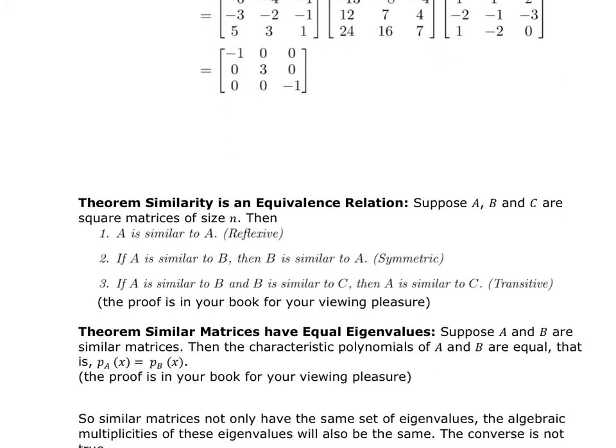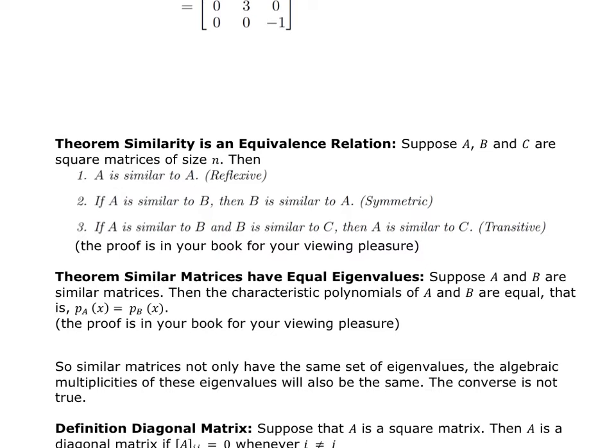So let's go on to some theorems. My first theorem, and of course all the theorems are in your book for your viewing pleasure: suppose A, B, and C are square matrices of size n, then A is similar to itself. If A is similar to B, then B is similar to A. We have symmetry. If A is similar to B and B is similar to C, then A is similar to C. So that's kind of nice.